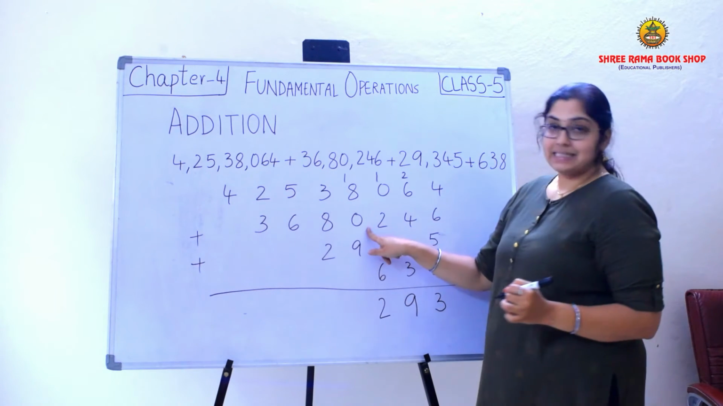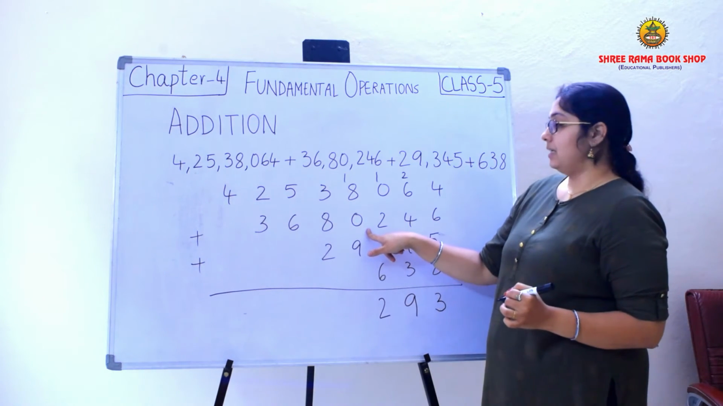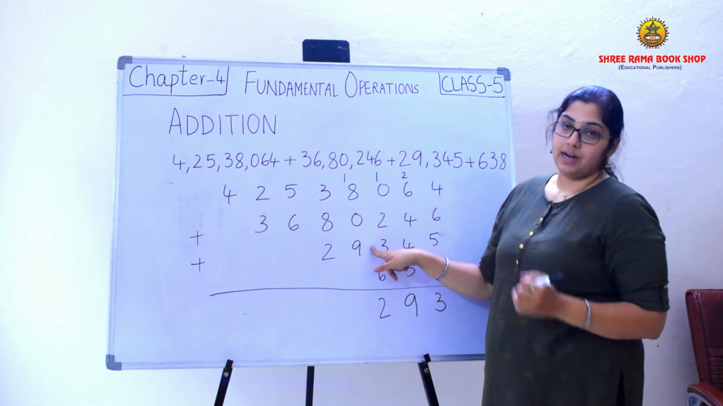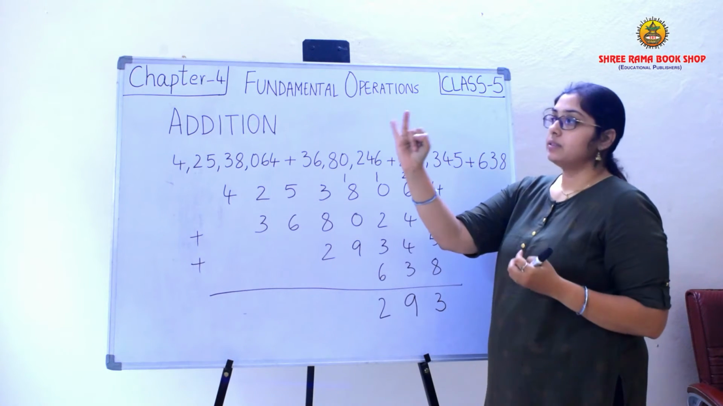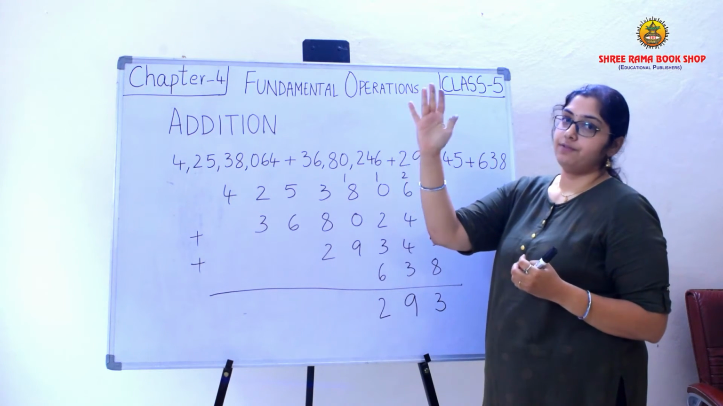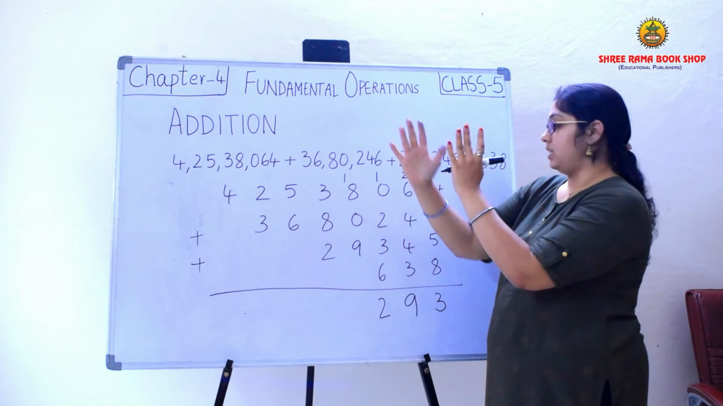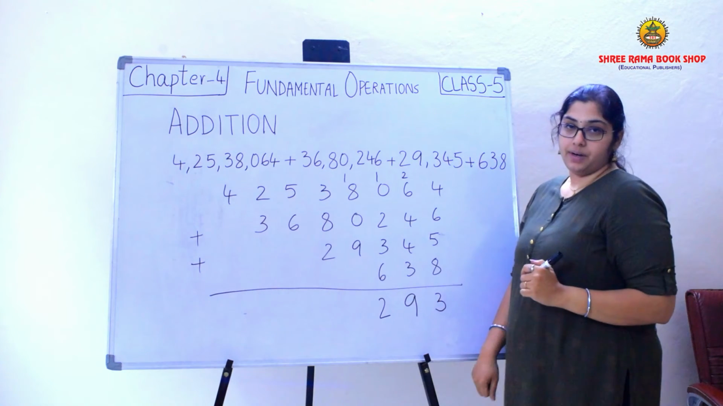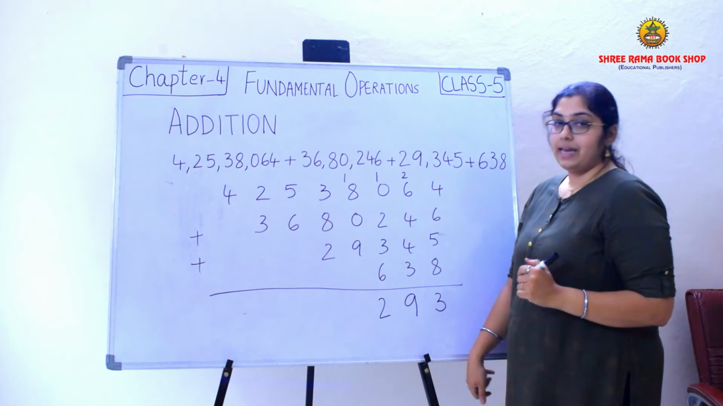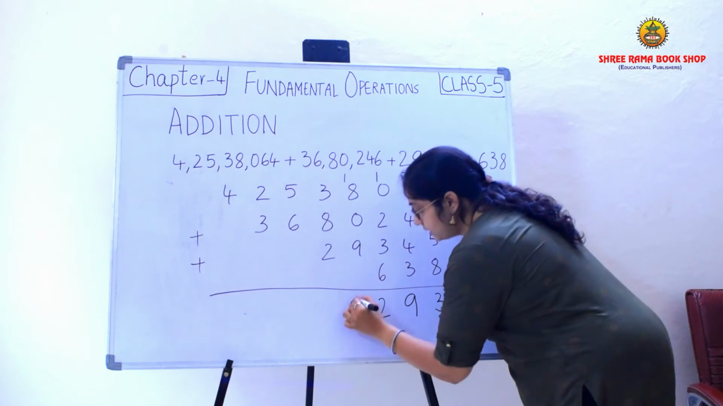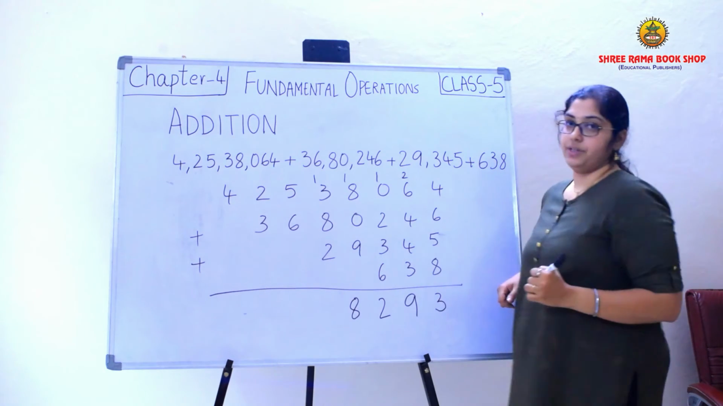Now 8 plus 0 is 8. 8 plus 9, after 8, 9, 10, 11, 12, 13, 14, 15, 16, 17. 17 plus 1 is how much children? It is 18. So 8 here and 1 to carry.